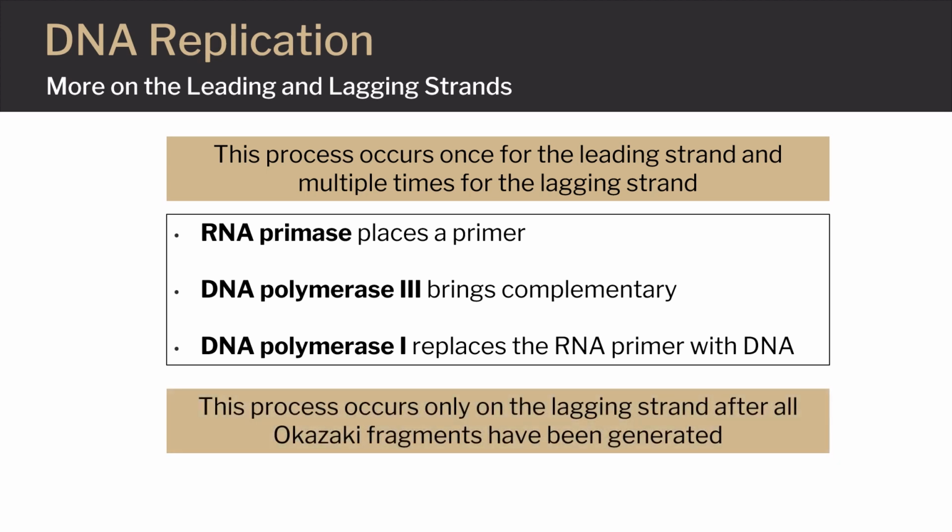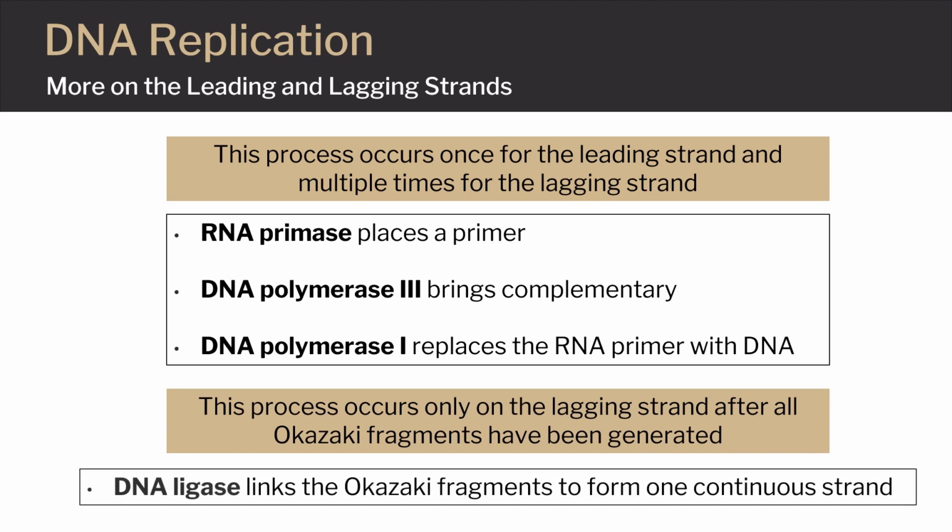The lagging strand is built a little different and has one additional step. First, the RNA primase places multiple primers along the parent strand. Then, the DNA polymerase III adds complementary bases for each of those fragments. Once that process is completed, DNA polymerase I replaces the RNA primer with DNA. As a final step, the DNA ligase enzyme links the Okazaki fragments together to build one continuous strand.